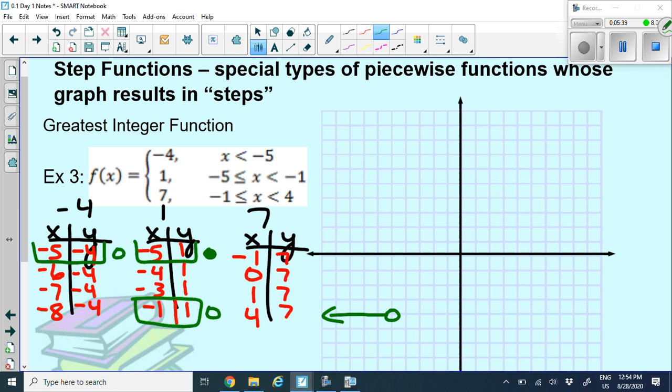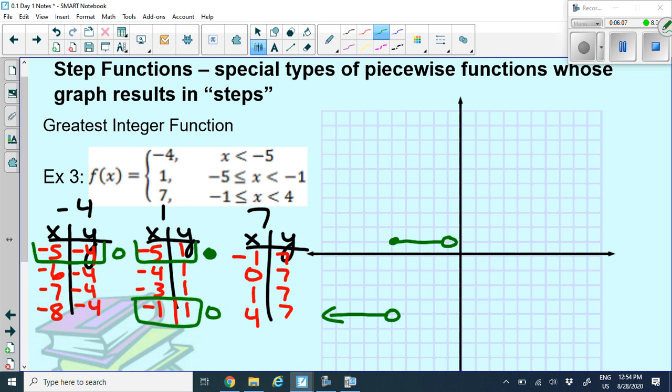So let's go to -5. We are up 1, right? 1, 2, 3, 4, 5, up 1. That's going to be closed. We go to -1, 1, that's going to be open. And then we have a line there. Now notice, what does this make? Think about geometry. It makes a segment, right?